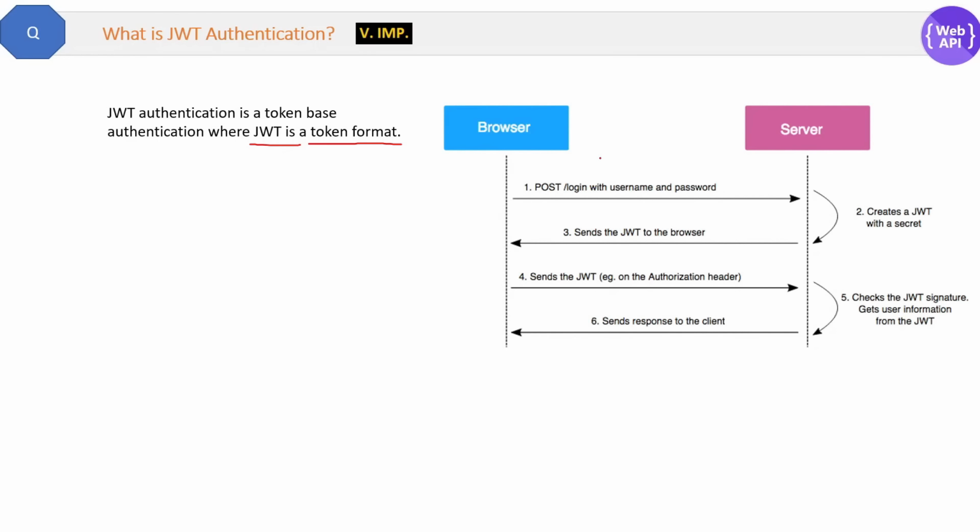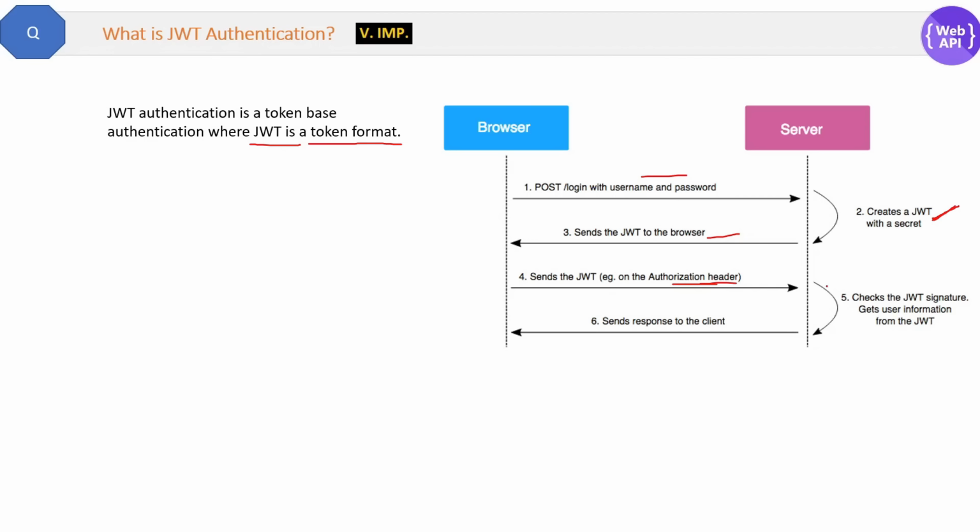So this is the way JWT authentication works. It is the same way the token based authentication works. First, the browser will send the username and password. Server will create a JWT with a secret, which is basically what we call the token. This JWT is a token only, and this token will be sent back to the browser. Then this token will be present in the authorization header. Remember, the token will be present in the authorization header when the browser sends any further request.